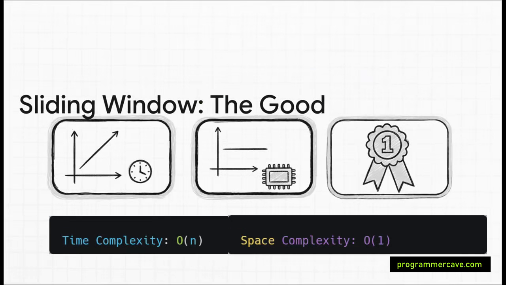So here's the payoff. The sliding window is incredibly efficient. We're talking O of n time complexity, which is just a fancy way of saying it's really, really fast. The time it takes grows in a straight line with the size of our list. And the space complexity? O of 1. That means it uses barely any extra memory, no matter if your list has 10 numbers or 10 million. It's fast and it's lean.